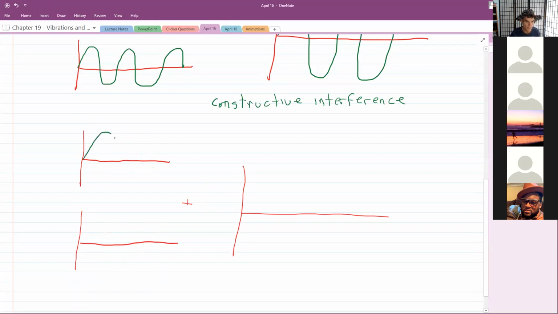So one wave looks like this. The second wave looks like that. So they're identical waves, but when this one is peaking, this one is at a minimum. When this one's at a maximum, this one's at a minimum. If I were to add these 2 waves together, what I get would be complete cancellation. So this is just me sort of drawing nothing. This is called destructive interference.